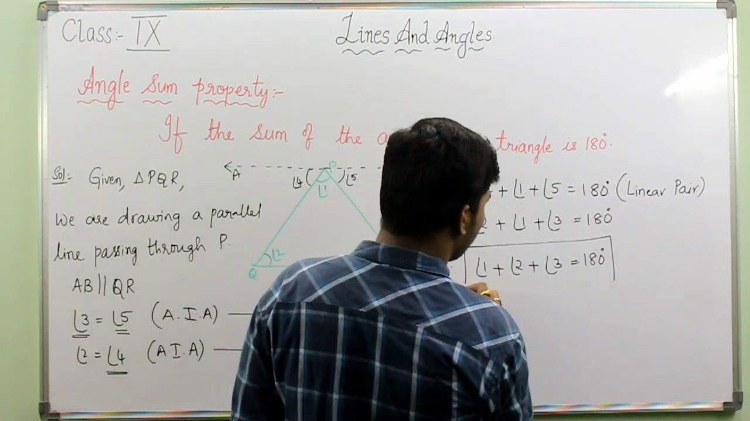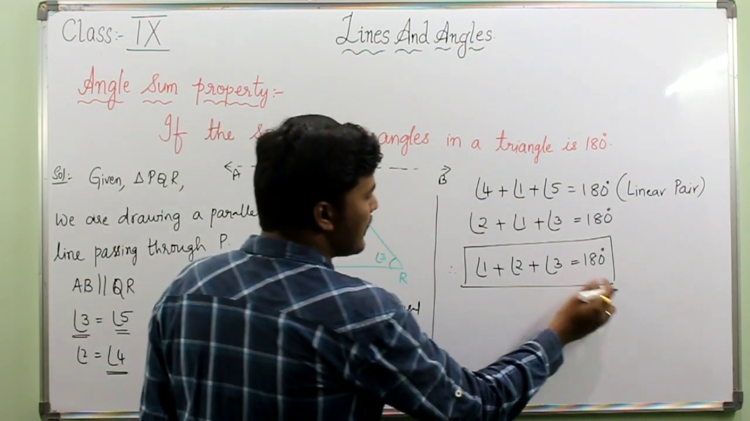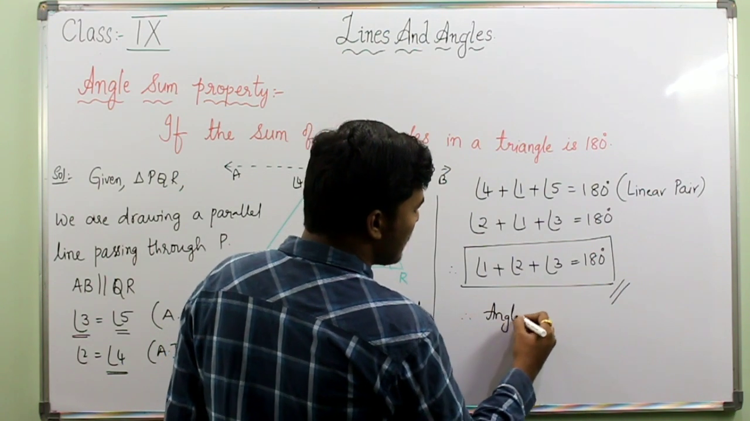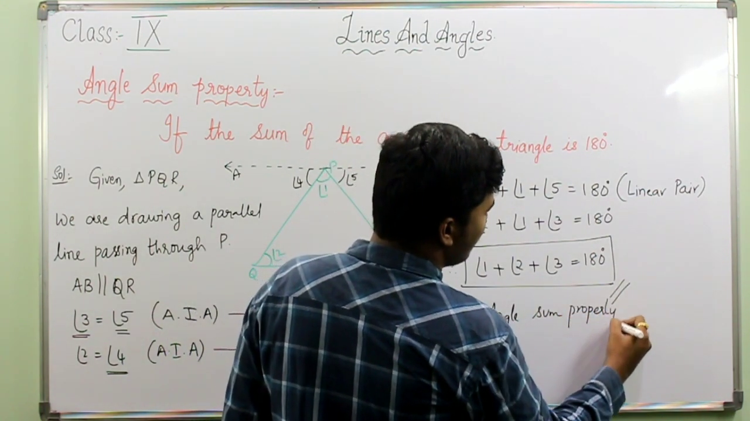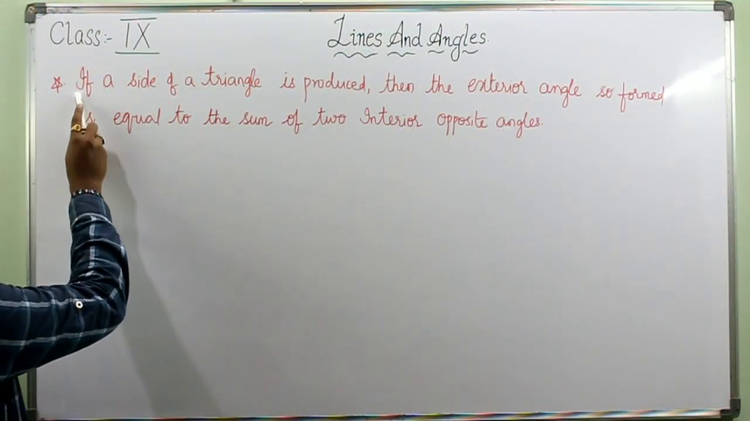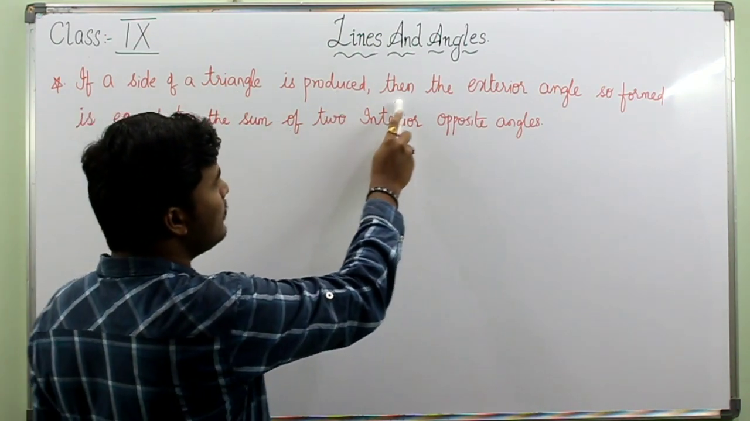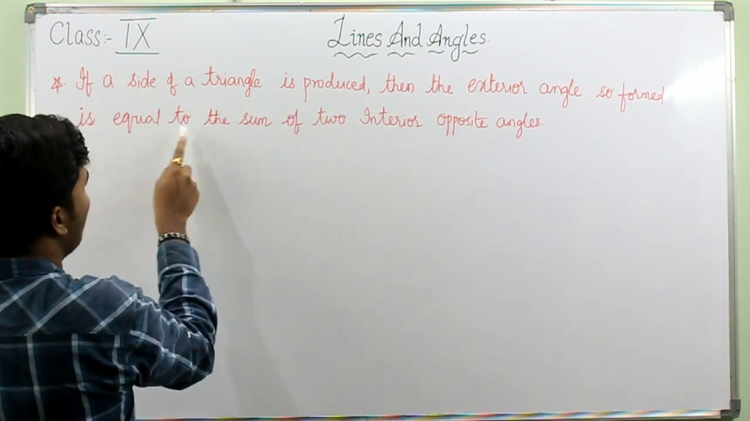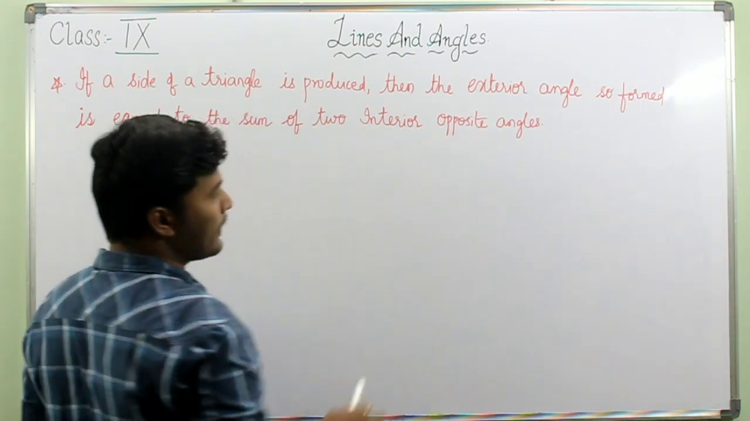Therefore it is proved that the sum of the angles in a triangle is 180 degrees, and this is called the angle sum property. Now let us see one more theorem: if a side of a triangle is produced, then the exterior angle so formed is equal to the sum of two interior opposite angles.